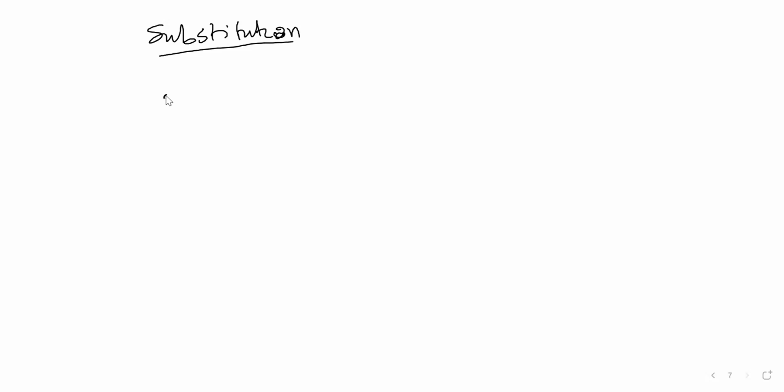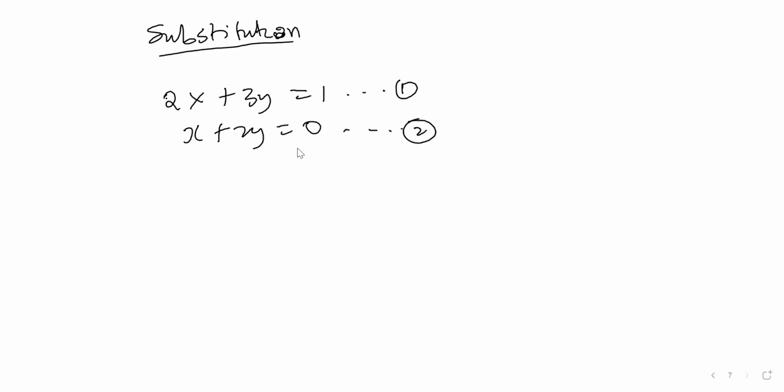Okay, so we want to use the substitution method to solve that same problem. x plus 2y equals 0. All right. So from equation 2, you can choose any one. Equation 2 just looks simpler to me. From equation 2, x is minus 2y. All right. Call this equation 3.